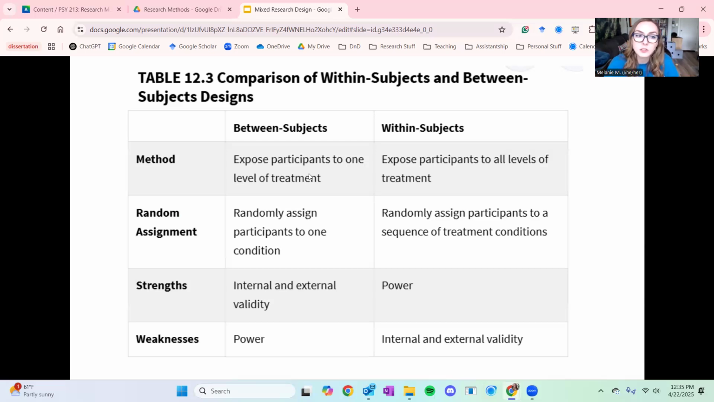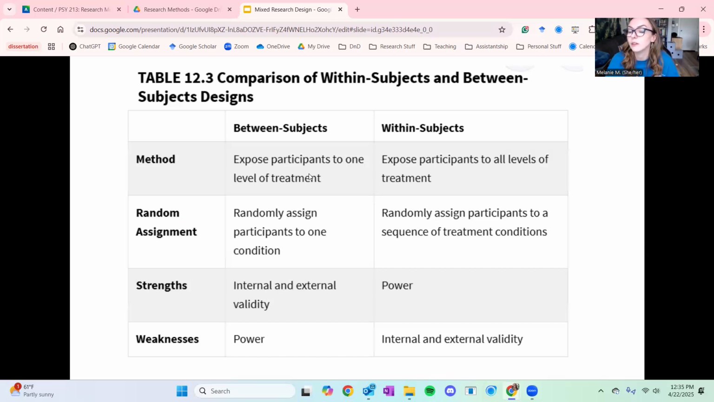Next, we get into the component of random assignment. So in between subjects, participants are randomly assigned to either of those single conditions, whereas within subjects, they're randomly assigned to a sequence of treatment conditions. So it's not just their group A or group B, it's that the pattern that they are exposed to will also be randomly assigned. So do they get the placebo first? Or do they get the medication first? All of those components also have to be randomly assigned. It's not enough to just put them in groups.